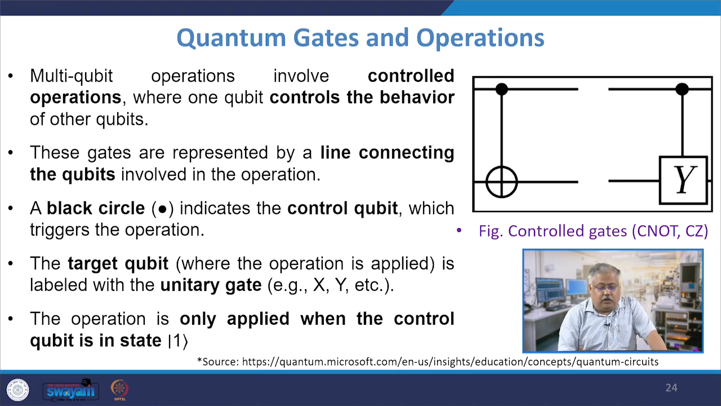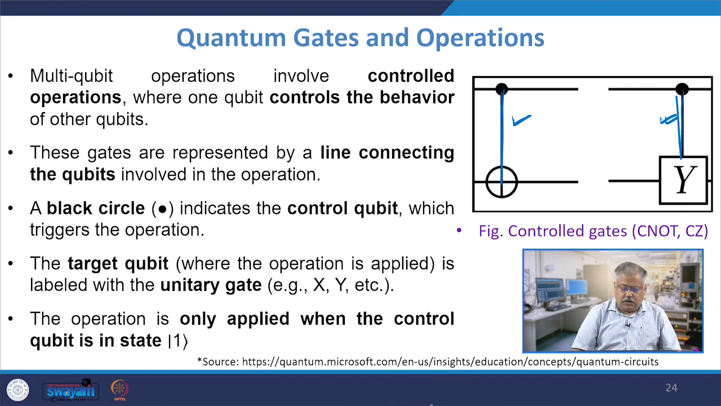You have multi-qubit operations involving control operations, where one qubit controls the behavior of other qubits. That is the sort of connection between them. These gates are represented by a line connecting the qubits involved. So the control gates are, let us suppose, the CNOT gate and the CZ gate. This wire which you see in front of you, this one and this one, is primarily the controlling line connecting the two qubits.